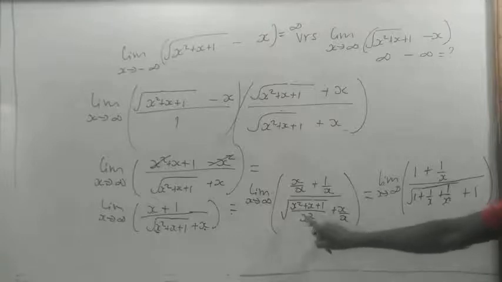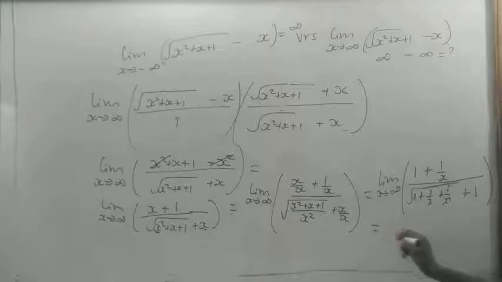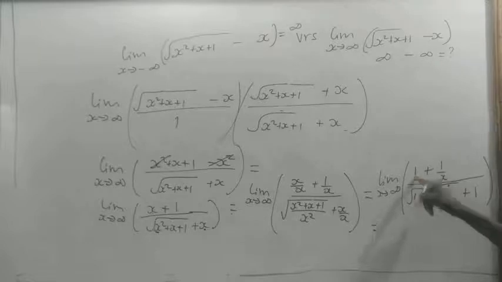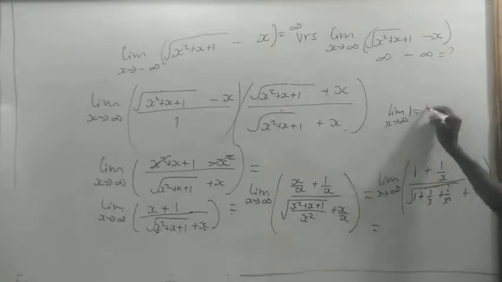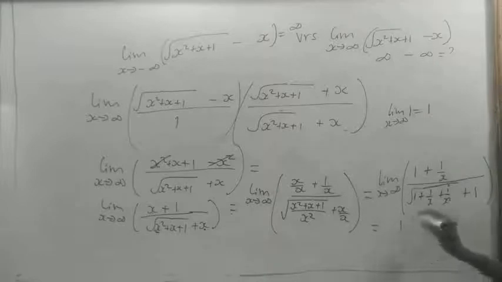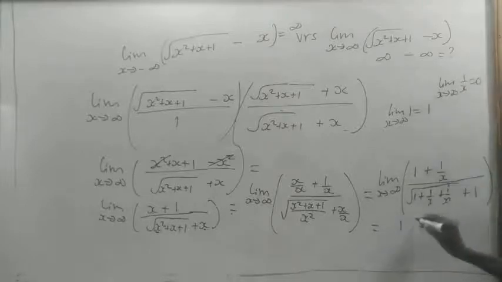So divide x squared by x squared, 1. X by x squared, 1 on x. 1 divided by x squared, 1 on x squared. Now, as x approaches infinity, you take the limit as x approaches infinity of 1, you still get 1, so put 1 there. You take the limit as x approaches infinity of 1 on x, you get 0, so plus 0.